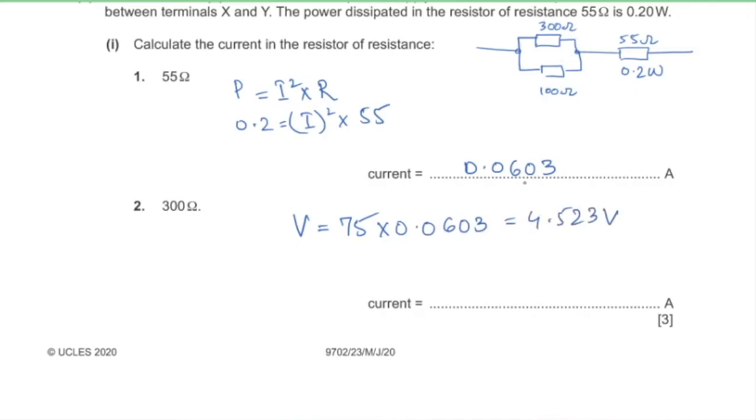Now each resistor will have this much voltage across it, because in parallel loops, the PD entering the loop is equal to the PD in each branch. So the PD across the 300 ohm resistor is 4.523 volts. So current across it will be 4.523 divided by its resistance, and the current is 0.015 amperes.